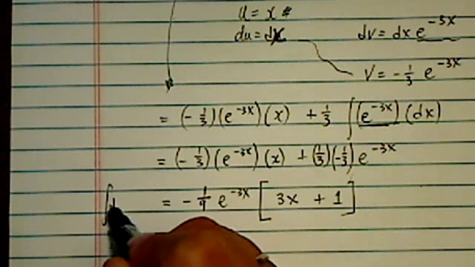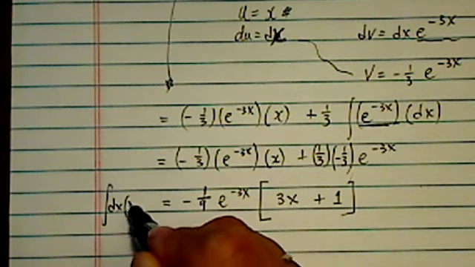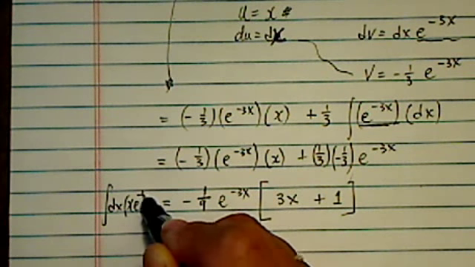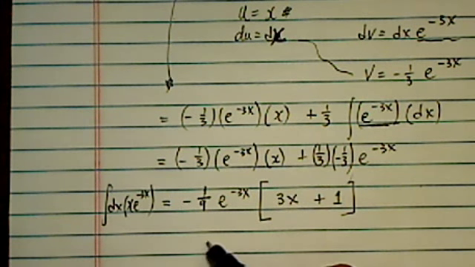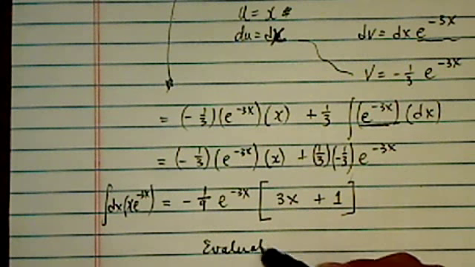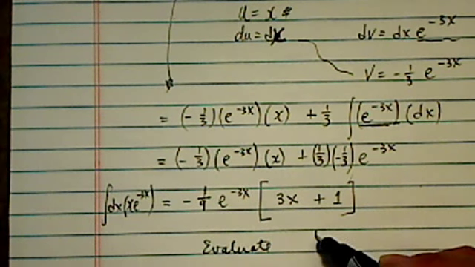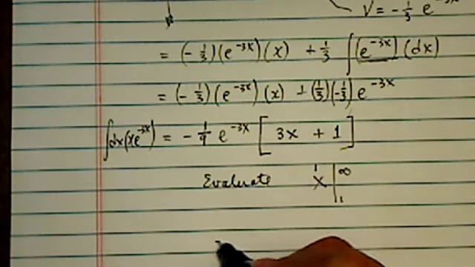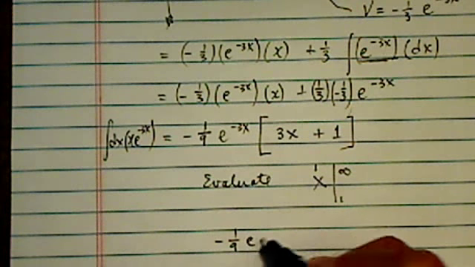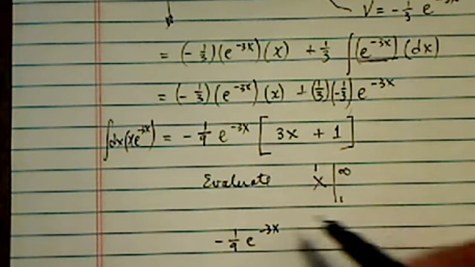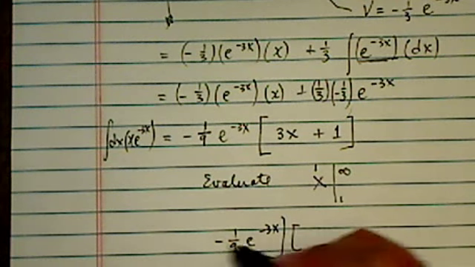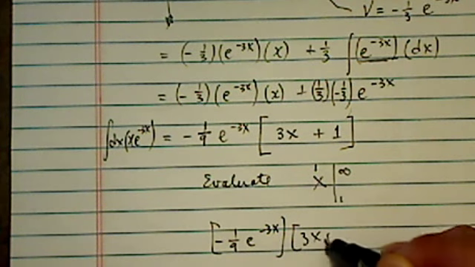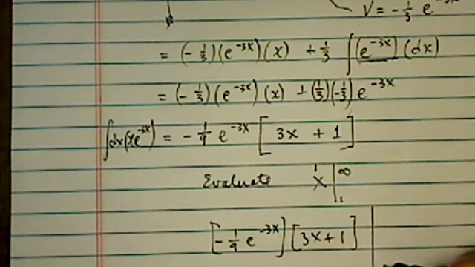So this one is equal to the integral of x e to the minus 3x dx. Okay, now evaluate that, where x goes from 1 to infinity. So minus 1/9 e to the minus 3x, times 3x plus 1, evaluated from 1 to infinity.